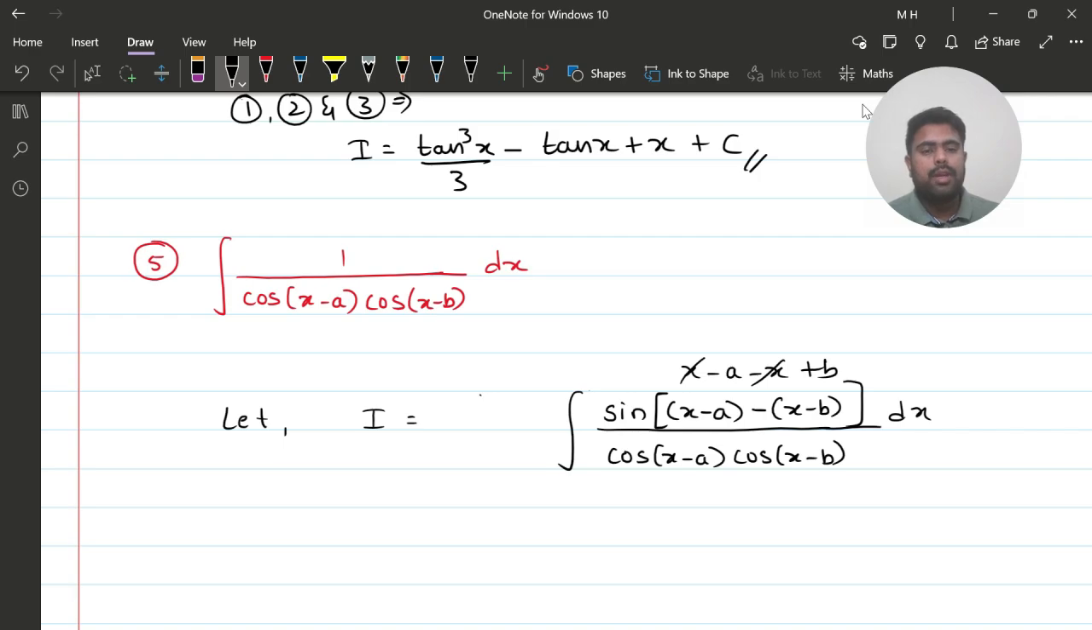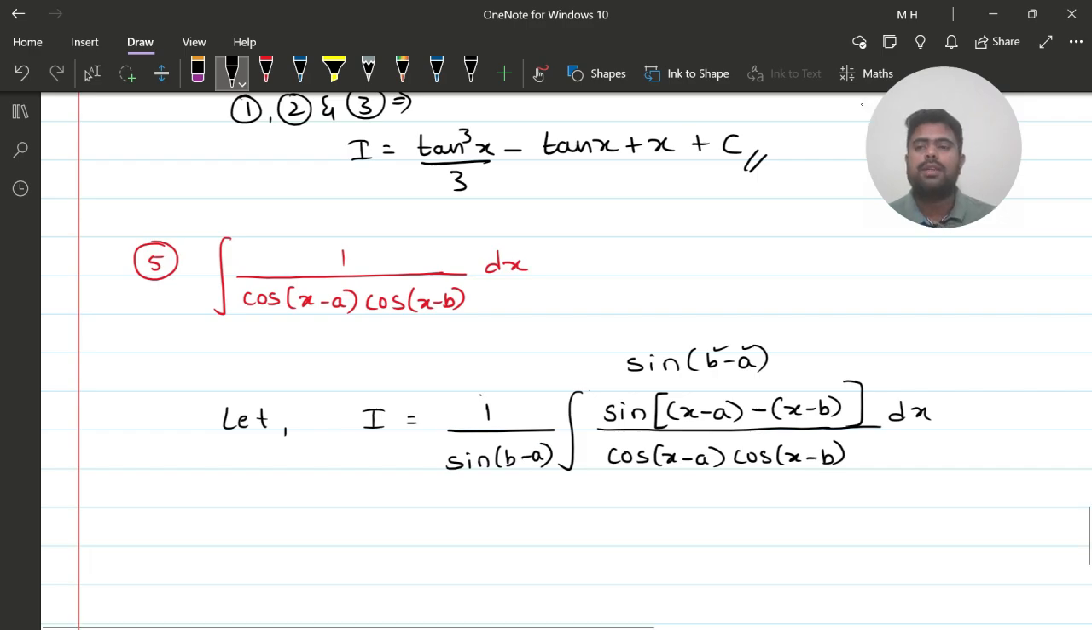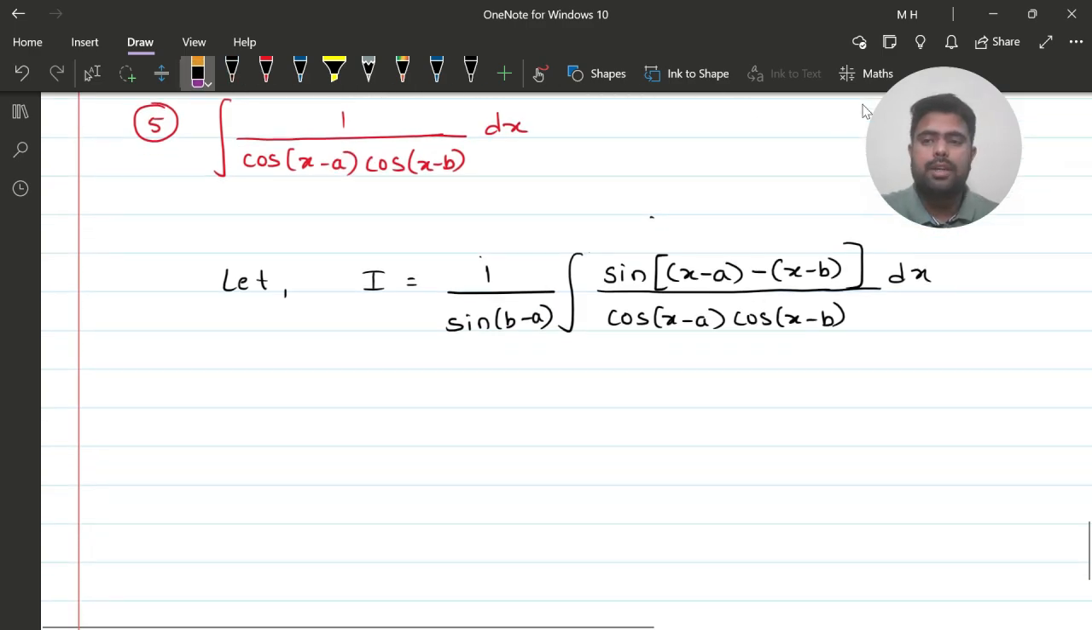So I am left with only sin of b minus a. Basically, what I have multiplied here is sin of b minus a, which is a constant, since b is a constant and a is a constant. So I just have sin of b minus a. Therefore, I will divide it by sin of b minus a.